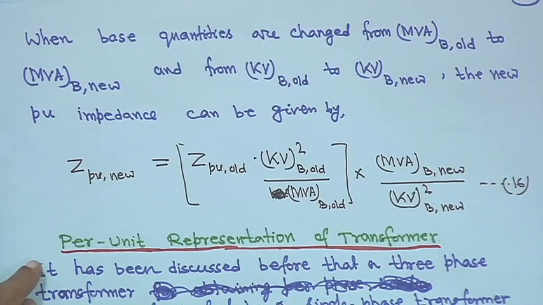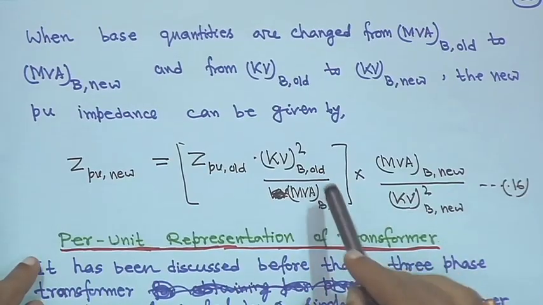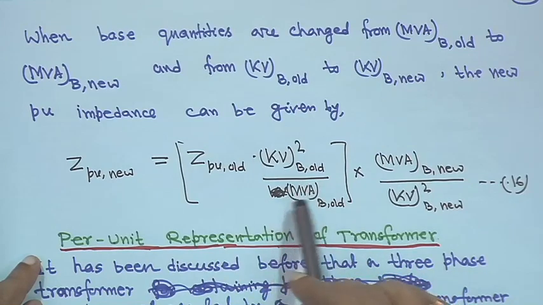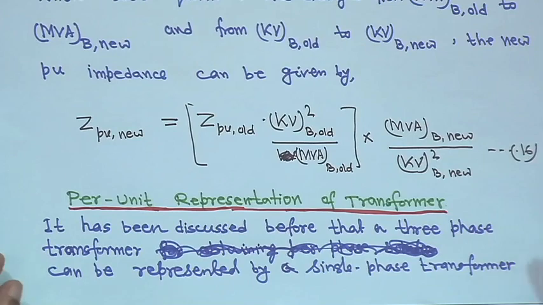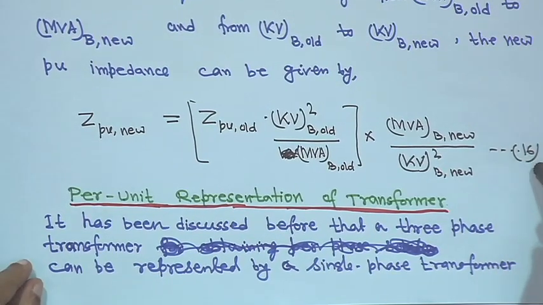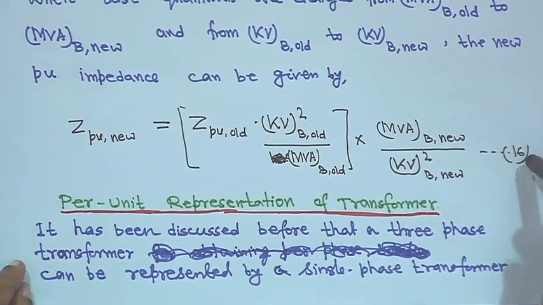Actually, no need to remember anything, no need to put it in your memory. Just convert the old impedance, and the corresponding base is given for that, so you can compute this part, right, and divide by your new base impedance, right. Now, next, this is equation 16. For numericals, this has to be used frequently, right.